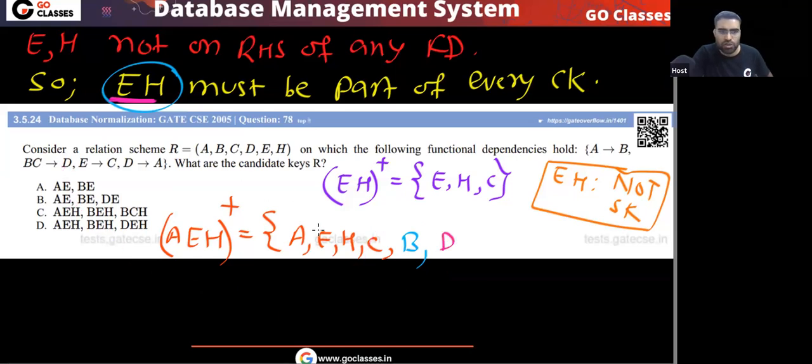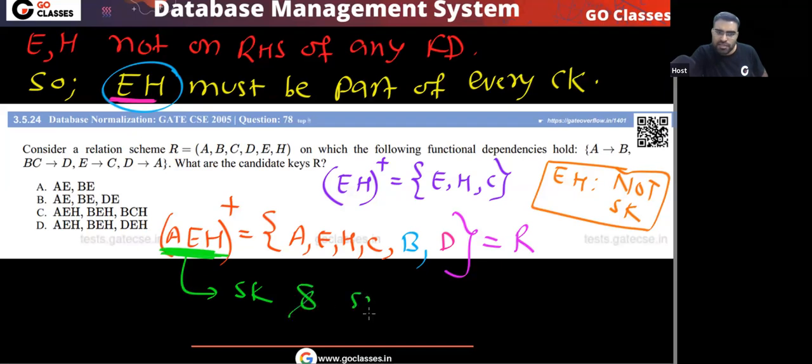Okay, so did we get all the attributes? Yes, we got all the attributes, right? So we got the entire relation R. So what does this mean? This is a super key. And because this is minimal, remember this AEH is a super key.